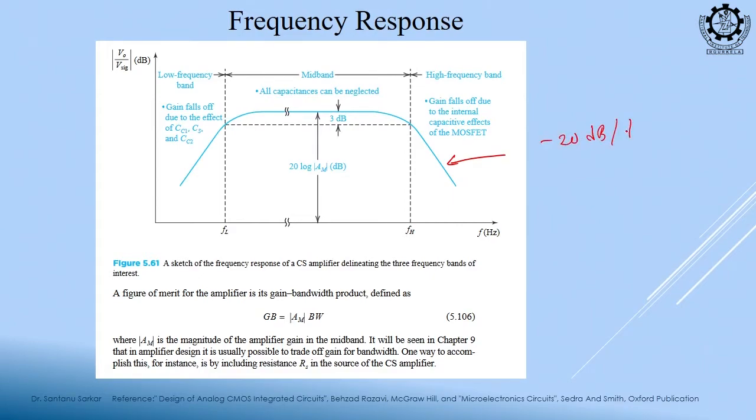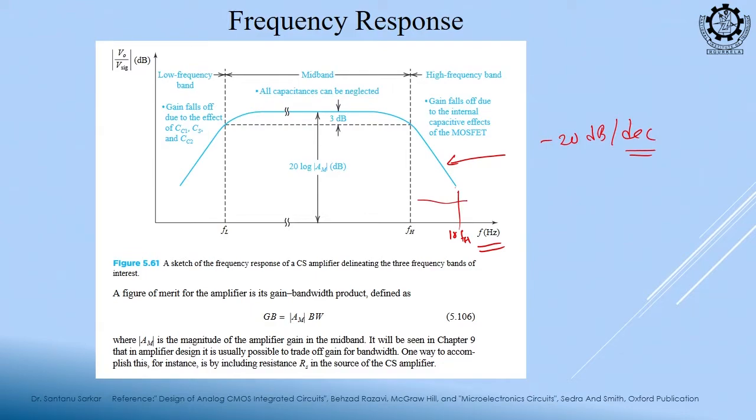What is the meaning of this 20 dB per decade? Decade means what? 10 of what? Frequency. So, what is the meaning? If my frequency changes by 10 times, say from Fh to 10 Fh, how much gain will fall? 20 dB gain will fall. So, this slope is 20 dB per 10 times frequency.